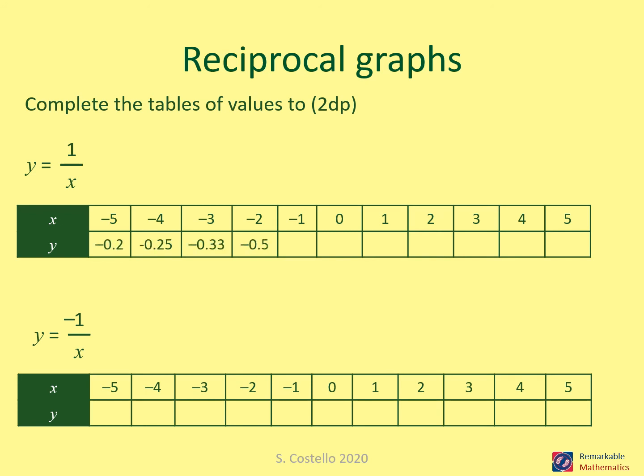Here are our values for the first table. Y equals 1 over x. If you notice, when x is 0, the y value, people will quite often put it as being 0. It's not. The y value is undefined, because when x is 0, it would give us 1 over 0. We can't divide by 0 ever. That is an undefined value. And for the second table, again, the value of y when x is 0 is undefined.